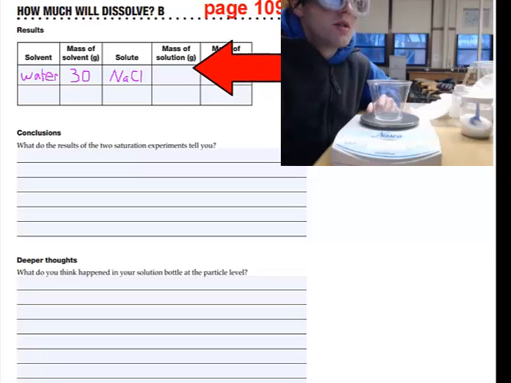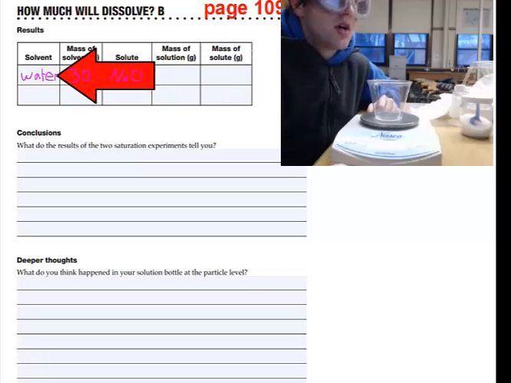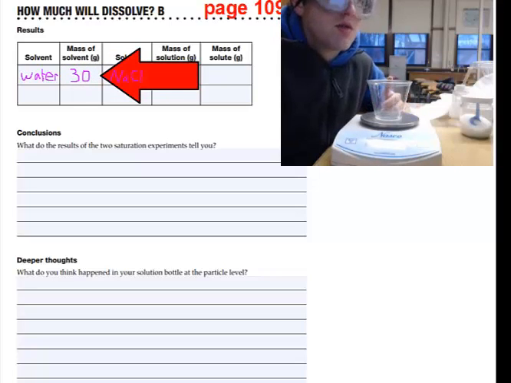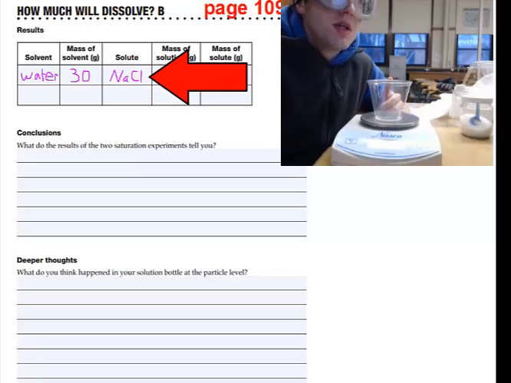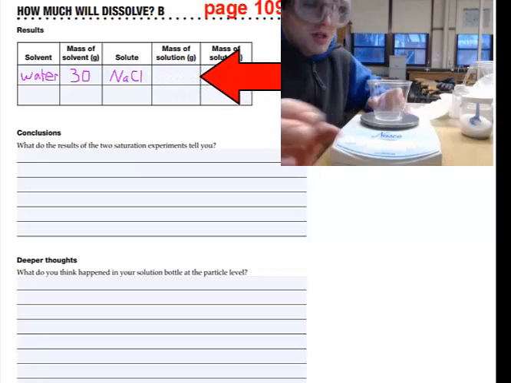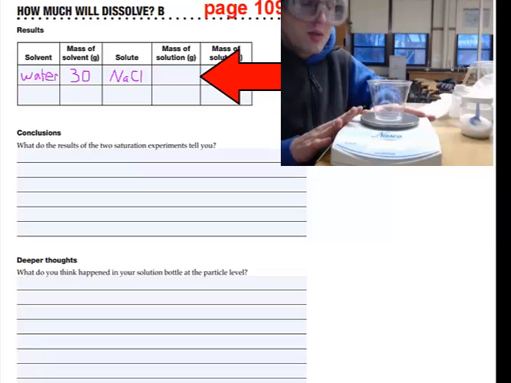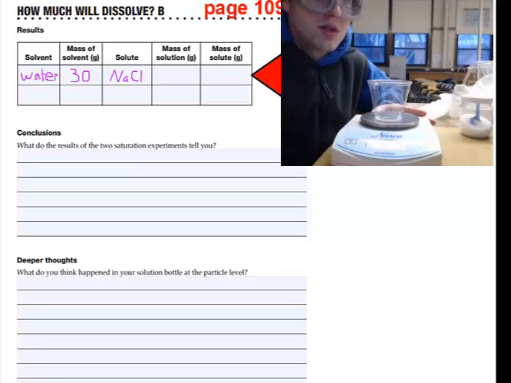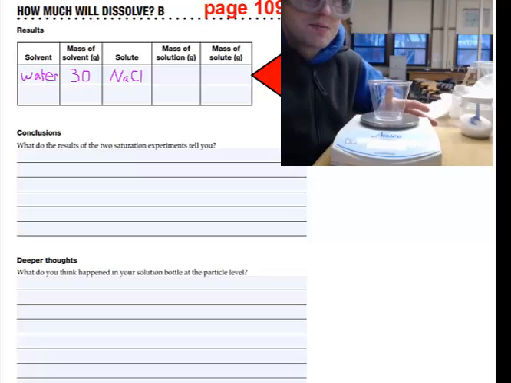Then on page 109, you're going to enter the solvent for this experiment, which is water. The mass of the solvent is 30 grams because you put in 30 milliliters of water. Your solute that you did is sodium chloride, and then you're going to put in the measurement you get when you put the cup on the scale, put that in the mass of the solution. Using subtraction, you should be able to figure out then the mass of the solute, which is the sodium chloride.